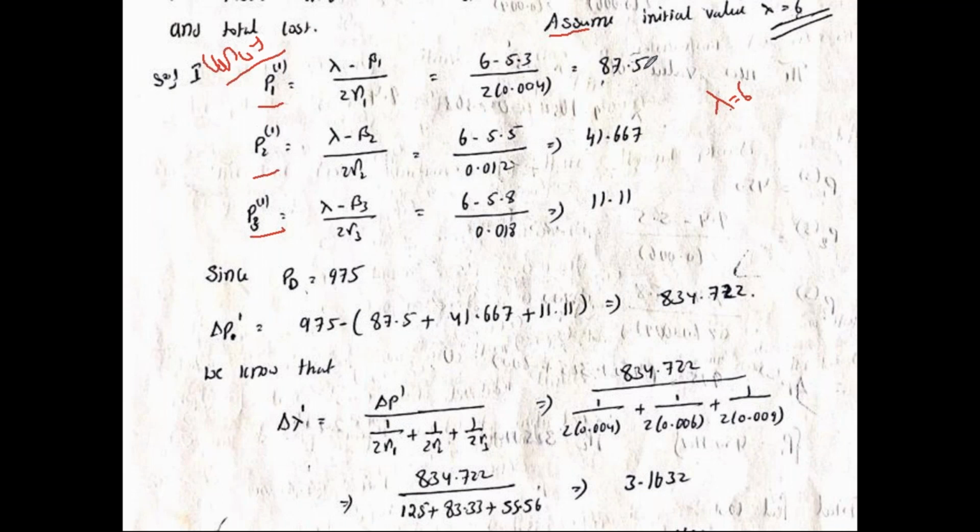So in the first case, I am assuming lambda equals 6. If I substitute lambda equals 6, beta 1 and gamma 1 are already given in the equations, right? C1 equals alpha 1 plus beta gamma 1. Those are the values. After substituting lambda equals 6 in these parameters, I am getting 87.5 megawatt from power plant 1. Similarly, from power plant 2, 41.667. From 3, I am getting 11.11.